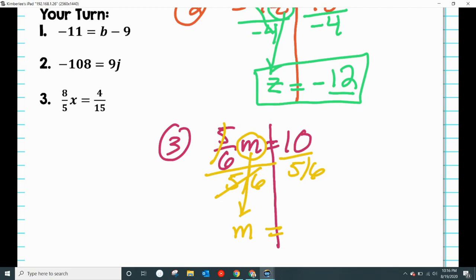Now, 10 divided by 5/6. Don't freak out and think you have to go back to 6th grade and start keep, change, flip, and all that stuff. You have a calculator. I want you to use it this year. You get to use it on STAR. I want you to be really good at using that calculator.